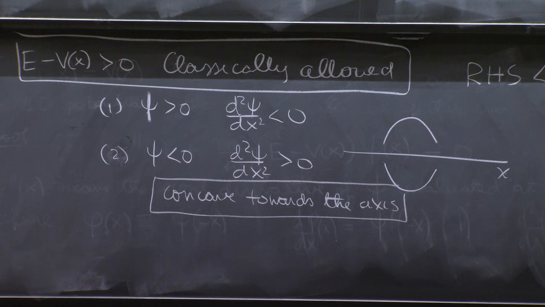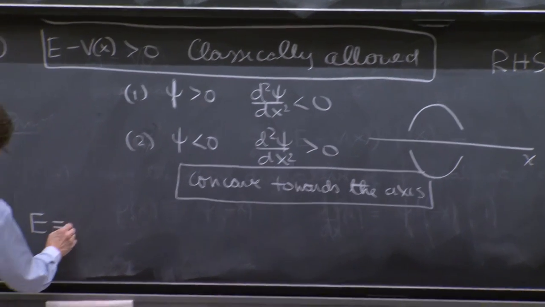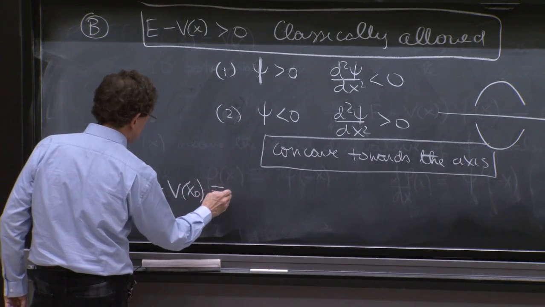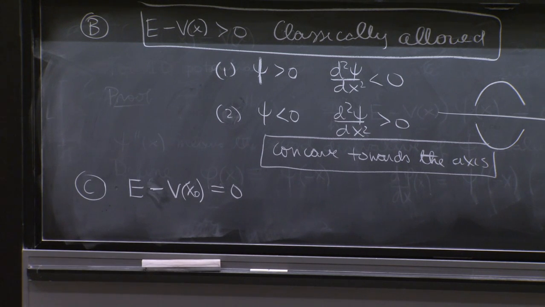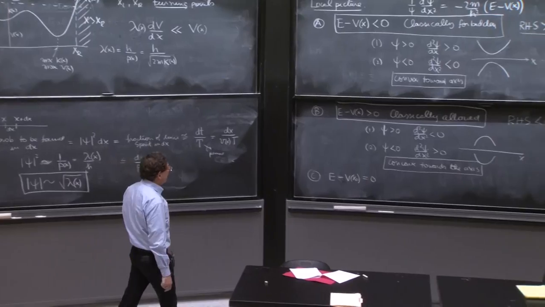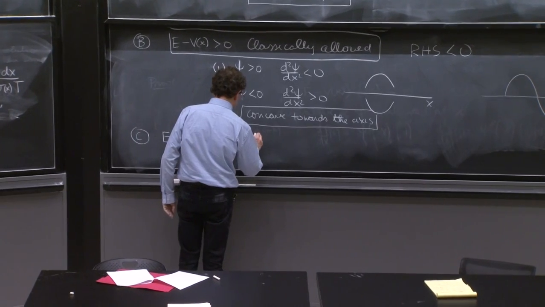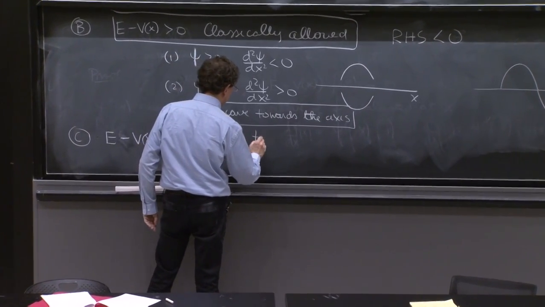So one more case, the case C, when E is equal to V of x, or E minus V of x naught is equal to 0. So we had the negative, the positive, and 0. How about when you have this situation where the potential at some point is equal to the energy? Well, that's the turning point. Those were our turning points. So x0 is a turning point.